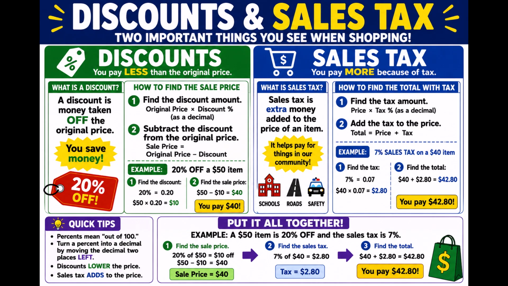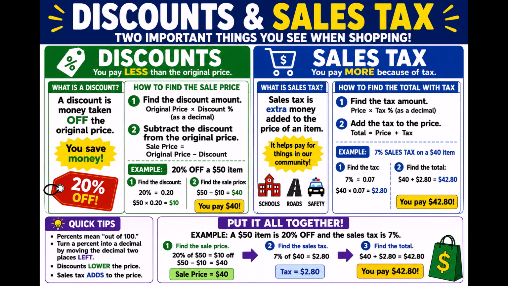So find the sales tax. 7% of $40 equals $2.80. Add the tax. $40 plus $2.80 equals $42.80. So the final answer, you pay $42.80.